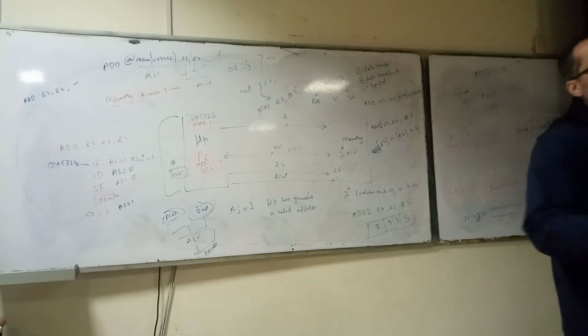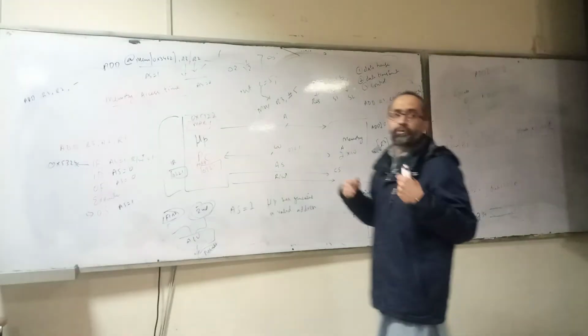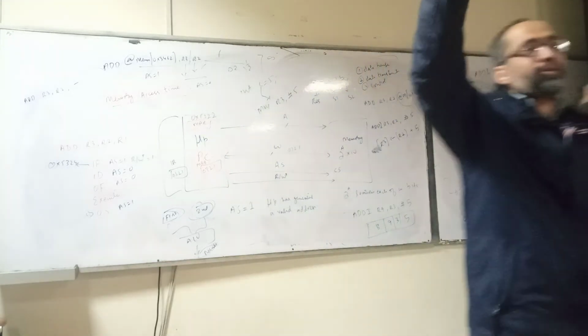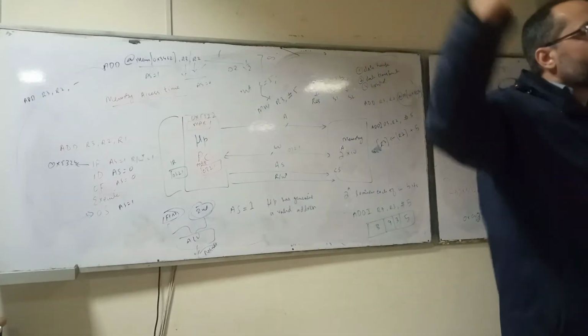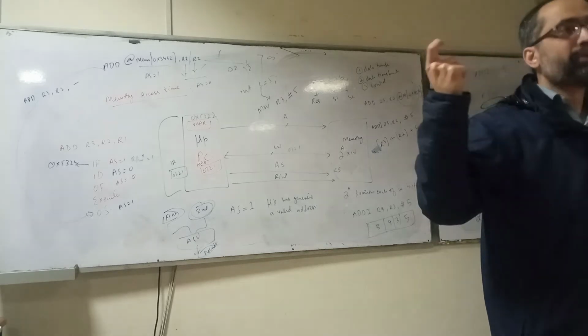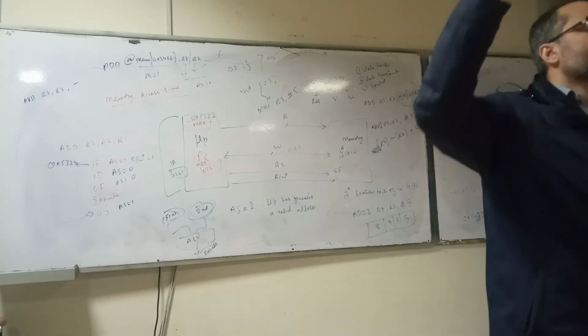If you look at SRAM and DRAM, they store the data in the form of voltage. And what about the non-volatile memories? In the form of what? Resistance. High resistance and low resistance.